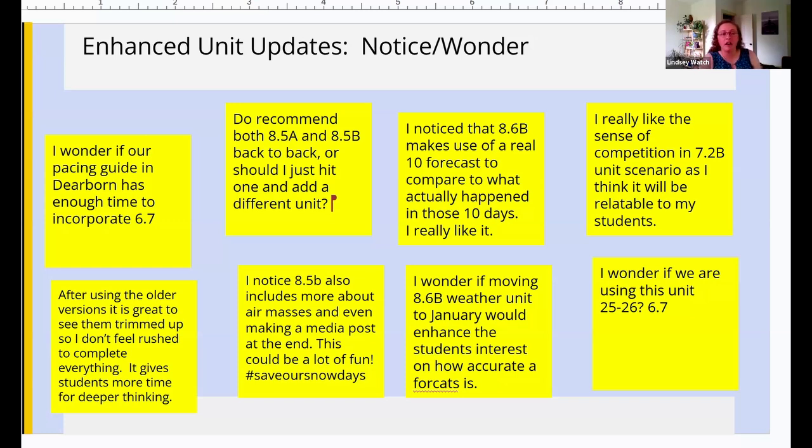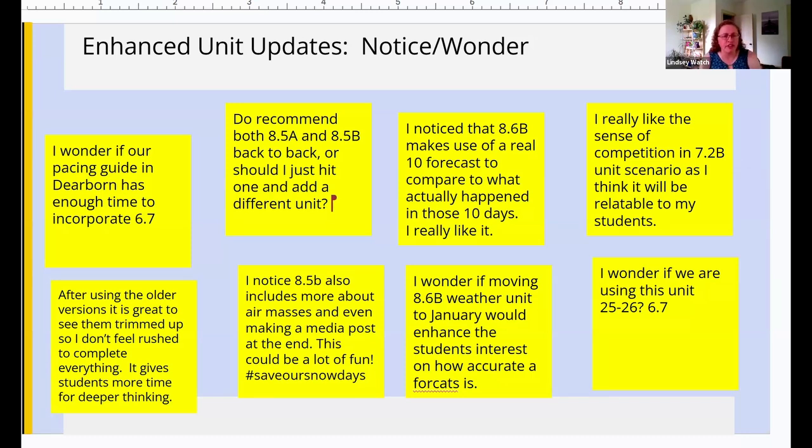Yeah, we tried to bring in the 10-day forecast in the weather unit to make it relevant to students. They're going to have to look at the weather to decide what to wear, so it gives them that real life experience. You like the sense of competition in 7-2B, and you're wondering if there's enough time to teach it. If you have questions about pacing, scope, and sequence, you can always reach out to us and we can help provide insight on that.